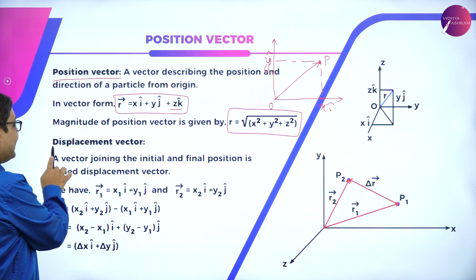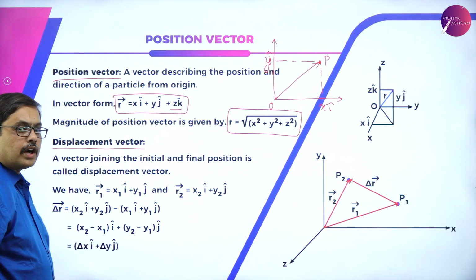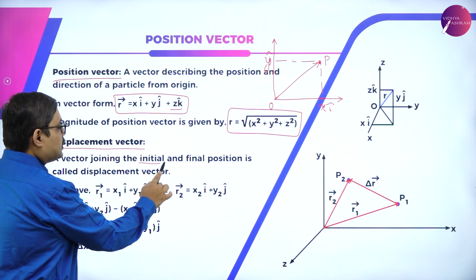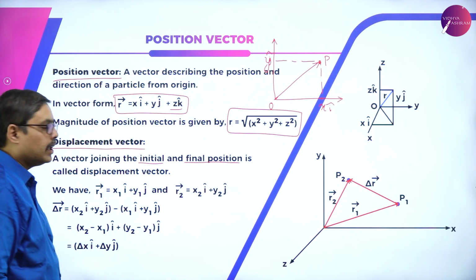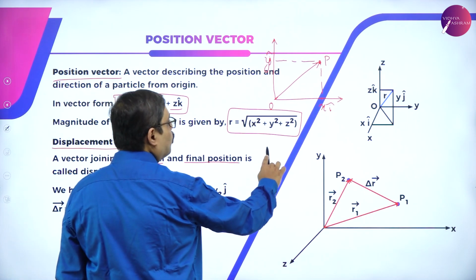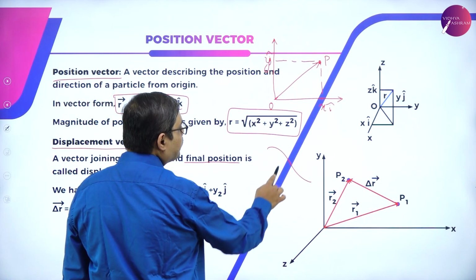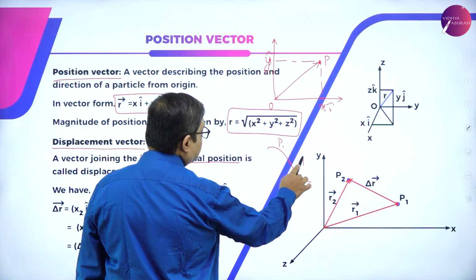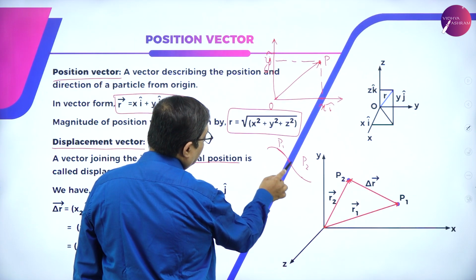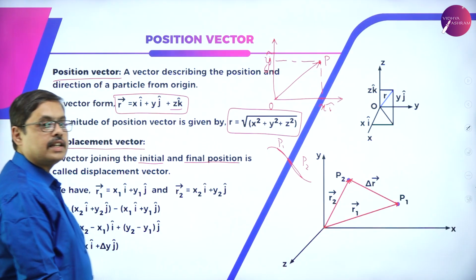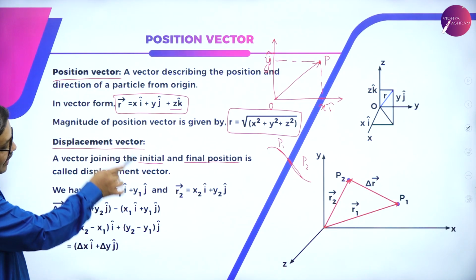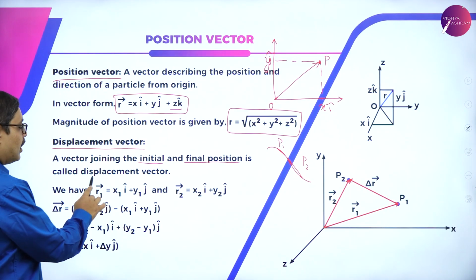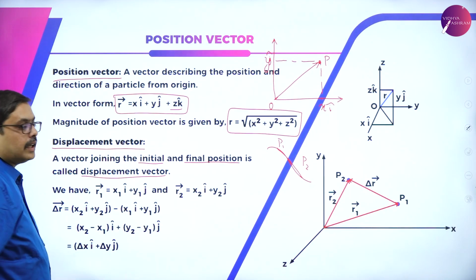Now coming to a displacement vector. What is a displacement vector? A vector joining the initial and final position. Suppose the movement is represented by this curve. This is one position P1, this is another position P2. So this line represents the displacement vector. That line which connects 2 points for the motion of a body is called the displacement vector.